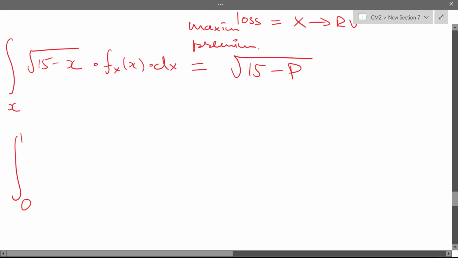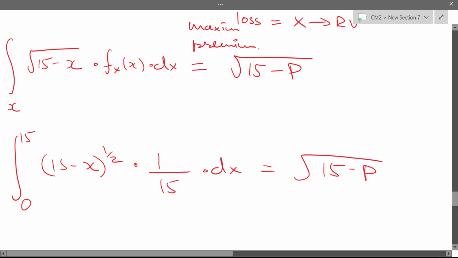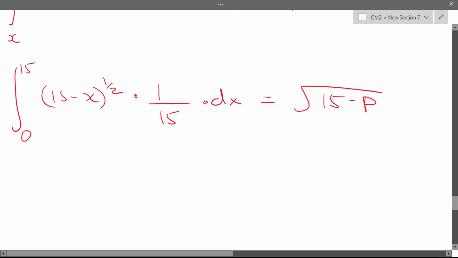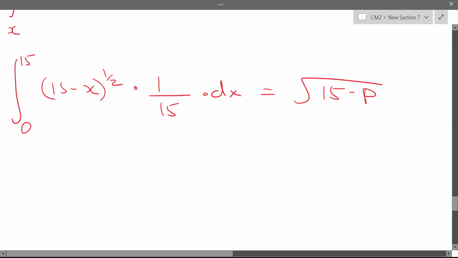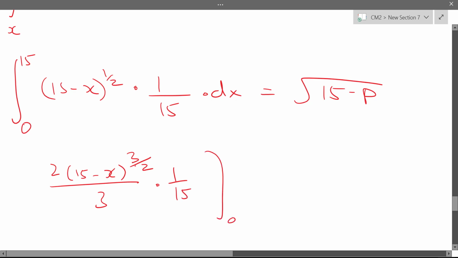So, the range for x is 0 to 15 as we discussed, root over 15 minus x. So, I will just write 15 minus x to the power of half. And what is f x x? It is just equal to 1 over 15 dx. Okay. And this is equal to 15 minus p. Okay. Now, if I solve for p, that will give me the maximum premium. Okay. So, let us just integrate now. How do I integrate? It will just become half 15 minus the integral will be 15 minus x to the power of 3 by 2 times 2 by 3 into 15, and the values I have to put in are 0 to 15. This is equal to root over 15 minus p. I want to solve for p.